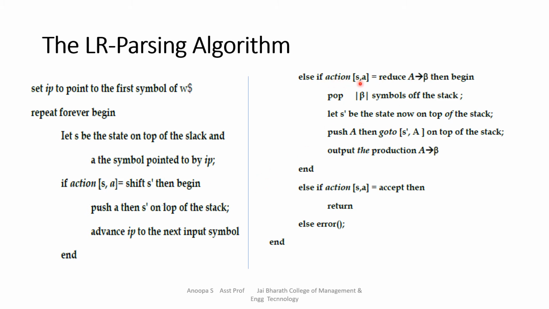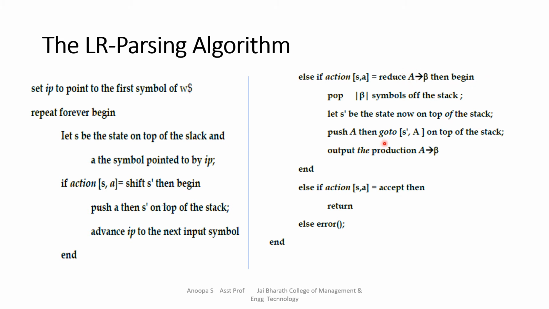If action[S, A] equals reduce A giving beta, then begin: pop modulus beta symbols off the stack. I have explained already how we calculate modulus beta. So pop that many symbols off the stack and let S' be the state now on top of the stack. Suppose after popping ID, the top of the stack consists of S4, then S' is S4. That is the state on top of the stack after popping, which we have to consider.